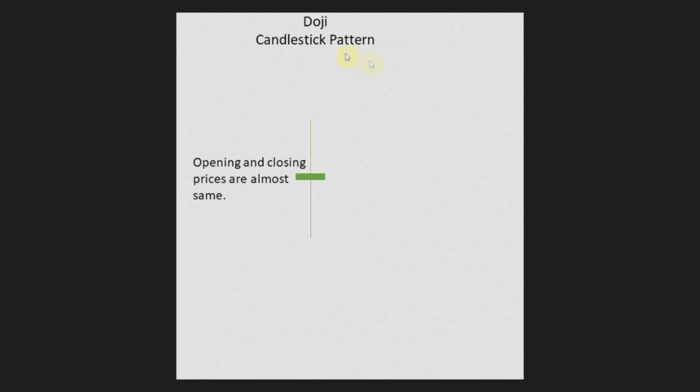The Doji pattern is a candlestick pattern of indecision which is formed when the opening and closing prices are almost equal. It's formed when both the bulls and bears are fighting to control prices but nobody succeeds in gaining full control of the prices. The candlestick pattern looks like a cross with a very small real body and long shadows.